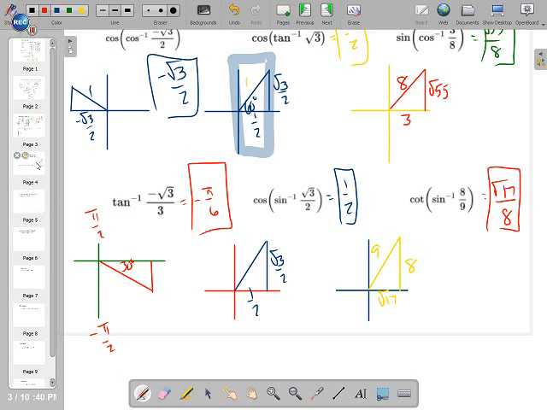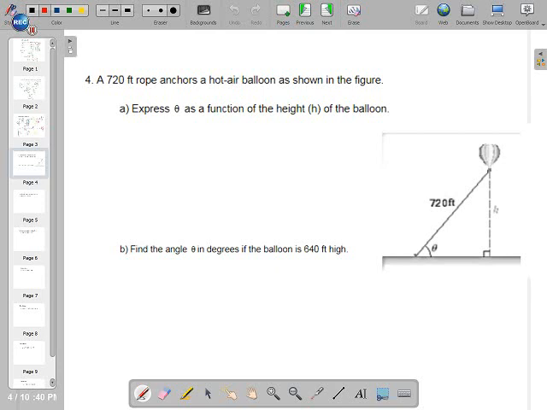Alright, number 4 says express theta as a function of height. So my answer, if it says theta as a function of height, it needs to be theta, and the only variable I'm allowed to have on this side is an h somewhere. Now, what might help is to think about what trig function will tie theta, h, and 720 together. So you might start off by saying the sine of theta is h over 720.